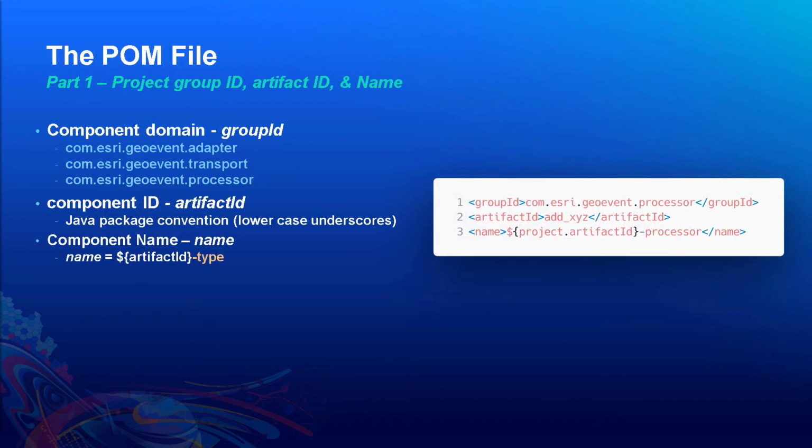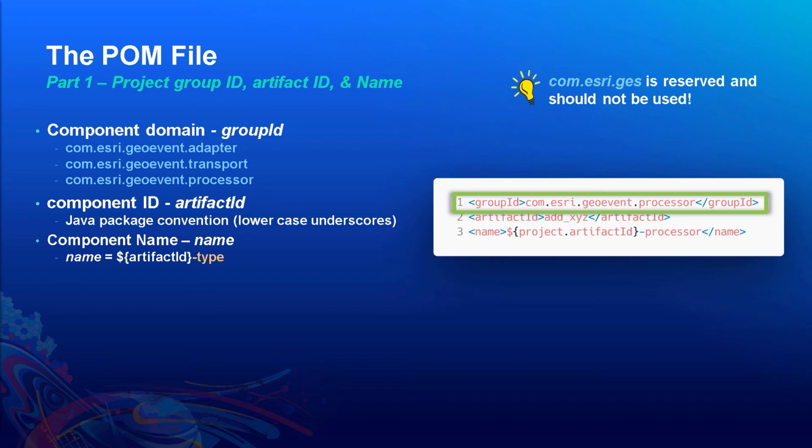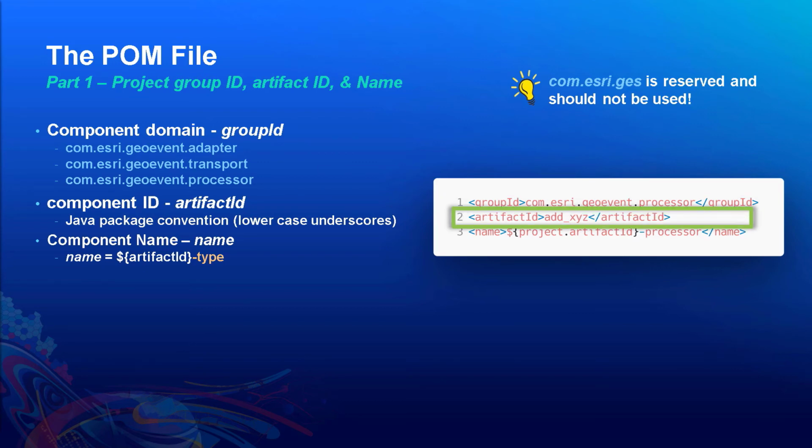Taking a look inside of a pom.xml file, the first part of the pom is the group ID, artifact ID, and the bundle name. The group ID is the domain of the component, so I suggest you use one of the three shown here for adapter, transport, or processor. Note that com.esri.ges is reserved and should not be used. Next is the artifact ID. This will end up being your component's identifier.